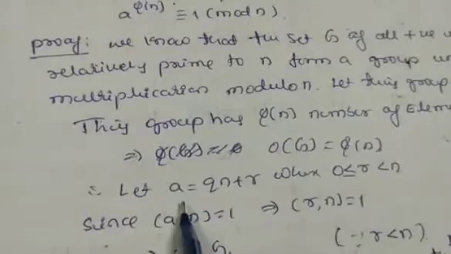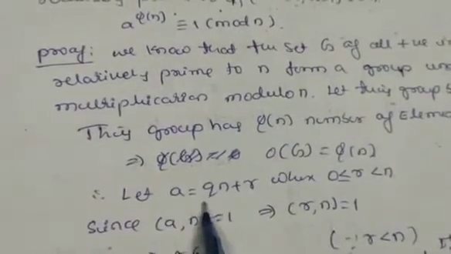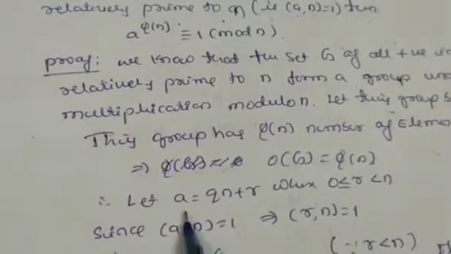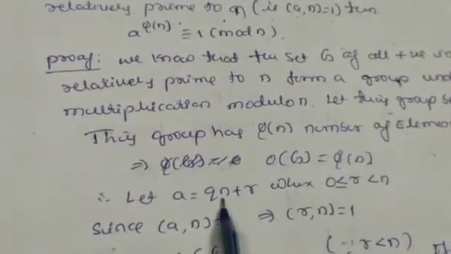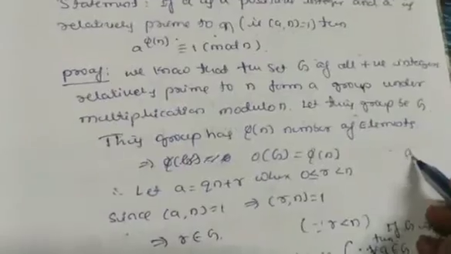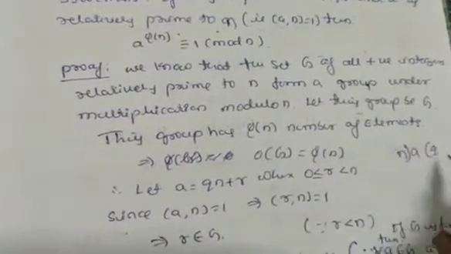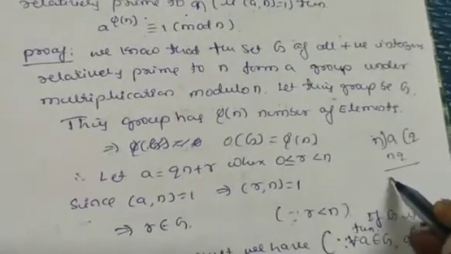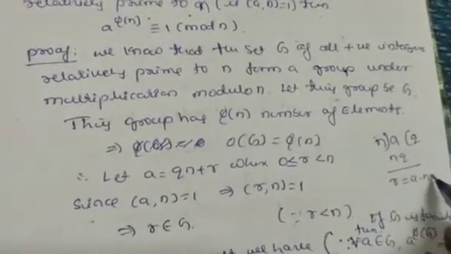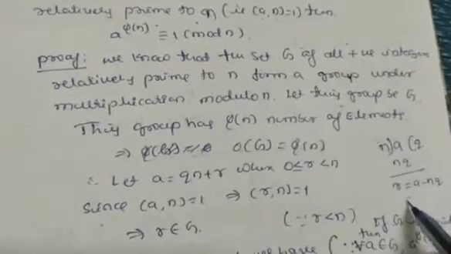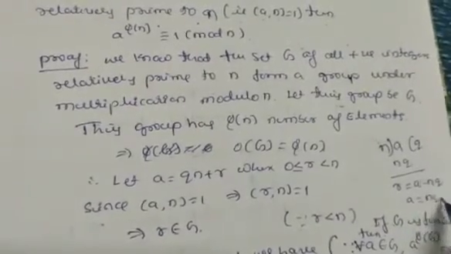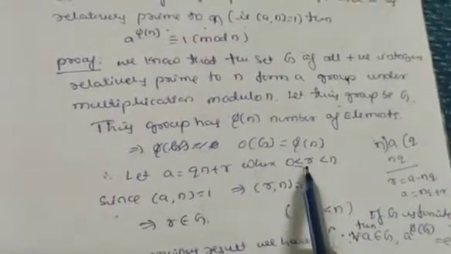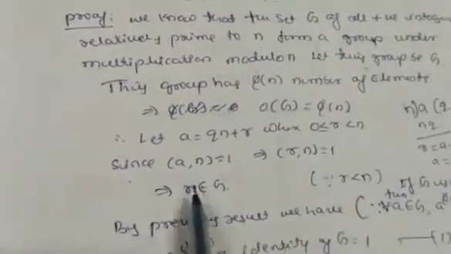Let a = qn + r. This is by the division algorithm. If you divide a by n, then the quotient is q, and the remainder is r equals a minus nq, or a equals nq plus r, where r is the remainder, and this remainder should be greater than or equal to 0 and less than n.